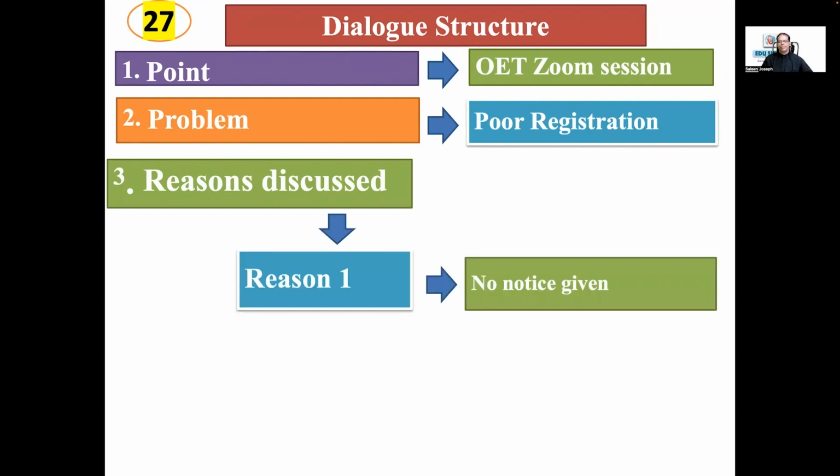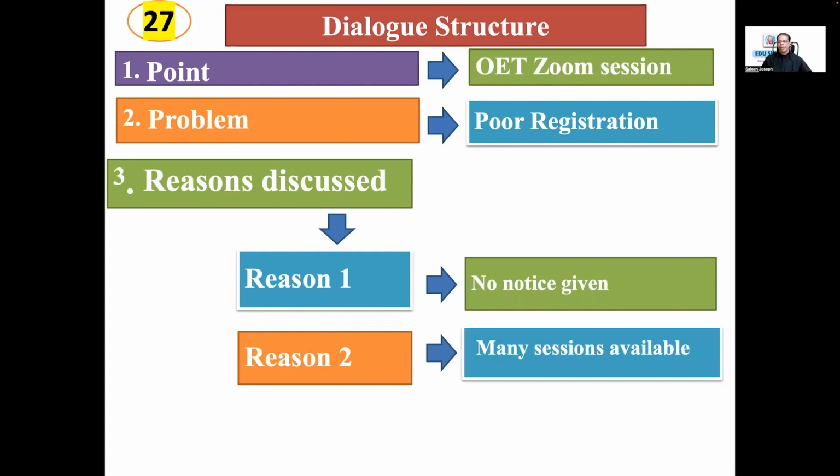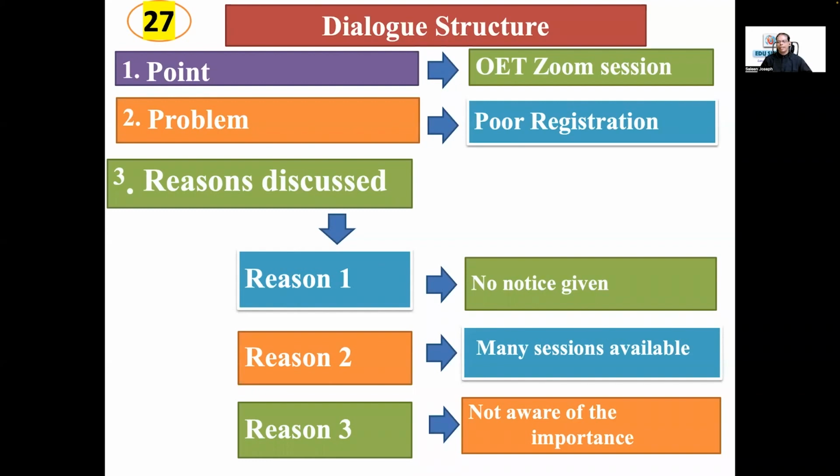First reason, no notice given, not properly publicized. Second reason, many sessions available. Third reason, not aware of the importance. So this is the structure of all the dialogues.